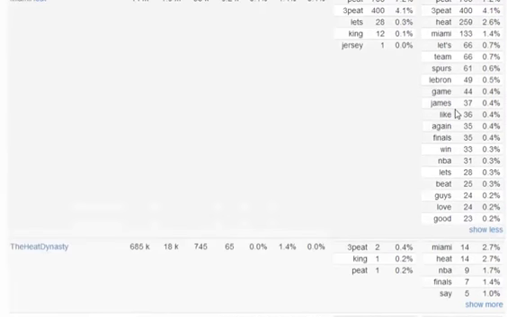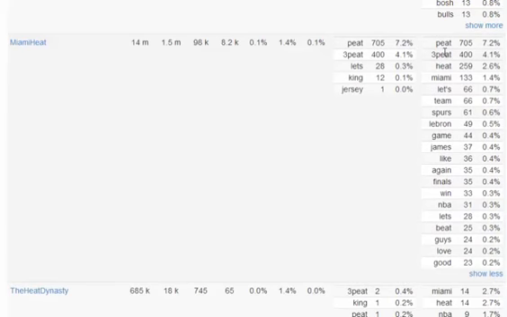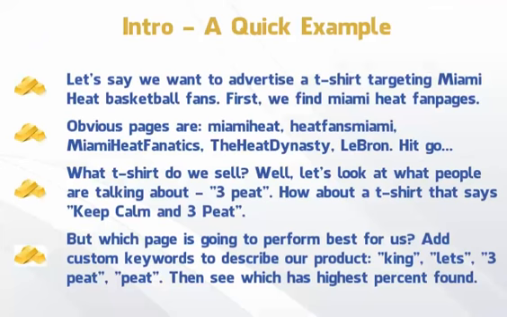But the basic idea is that we can see that Pete and three-peat is the word being used by far the most on these particular pages. And the reason that's important is if we know that people are talking about Pete and three-peat, then we can feed that into our advertising campaigns, into our ad, and of course in the case of this particular example we can put that onto our t-shirt. So by looking at what people are talking about, this phrase three-peat, we can come up with a t-shirt slogan such as "Keep calm and three-peat," for example. And there's lots of variations. I just quickly came up with an idea here.